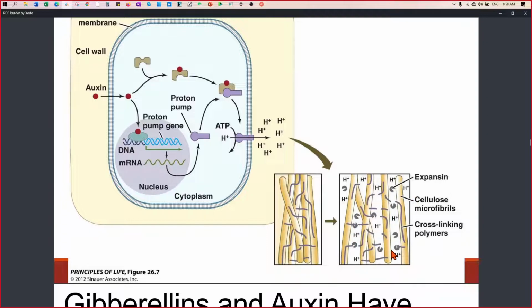There is no auxin here. Remember, auxin is just the signal. Okay? Auxin is just the signal, causing the gene expression of proton pumps. Proton pumps cause hydrogen to be present in abundance in the cell wall. And then because of hydrogen and also the presence of the protein expansin, the cross-linking of polymers in your cellulose microfibrils will loosen up. Okay? So that's why your cell can elongate and can grow.